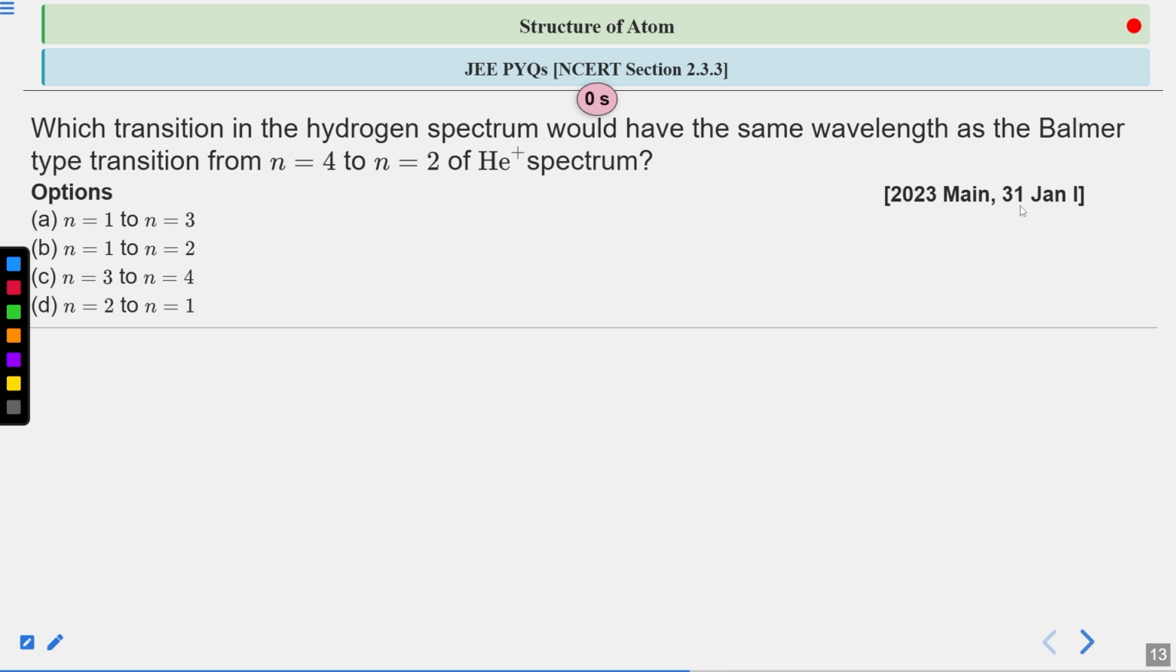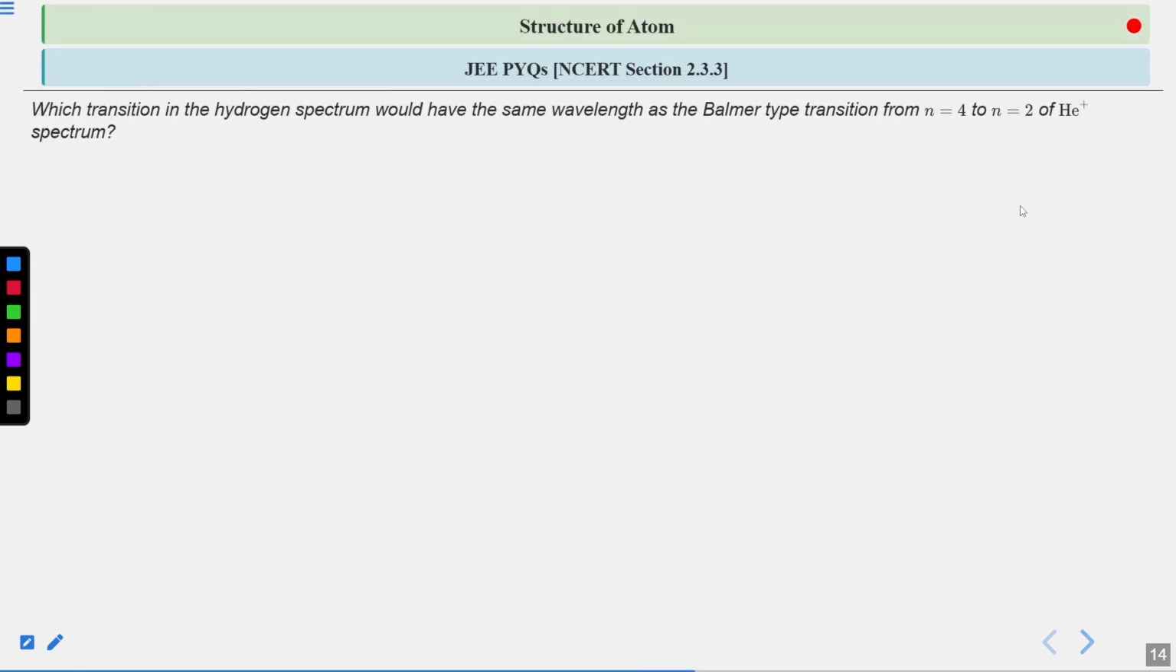The time is up. What will be the correct answer? The transition going from 2 to 1 will have the same energy and of course the same wavelength as seen in n equals 4 to n equals 2 for the helium plus atom. Remember, students, you are comparing a transition in the hydrogen atom from 2 to 1 with a transition in the helium plus atom from 4 to 2, and you are getting equal wavelength in both transitions.